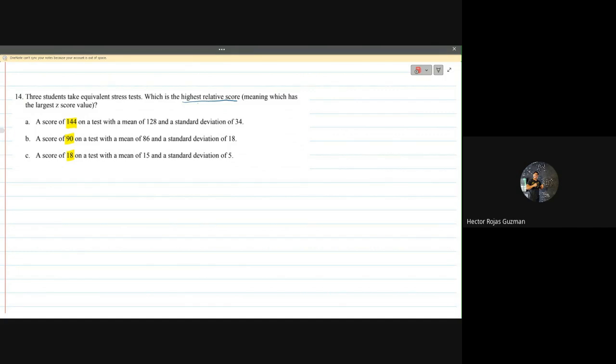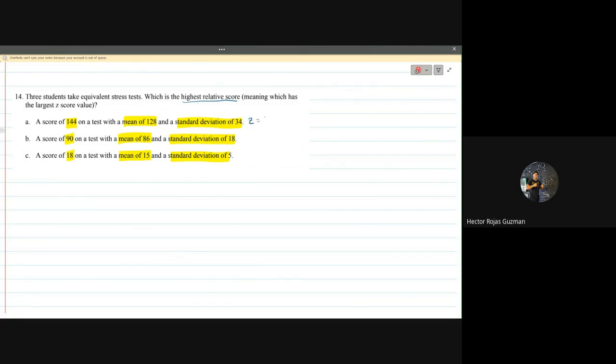But tests are different. Tests always have different difficulty. The first student took a test where the mean is 128. The second one, the mean is 86, and the mean of 15. These are the average scores. So is 144 really the highest one when you think of everybody else testing and these are the results? Well, the standard deviation is 34, 18, and 5. We're going to have to calculate the z-score for all of them.